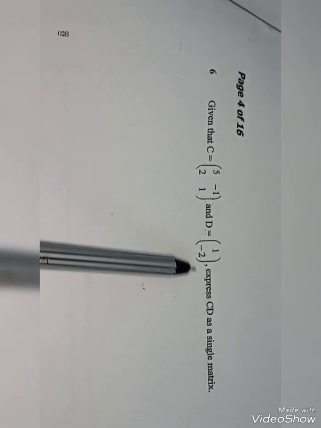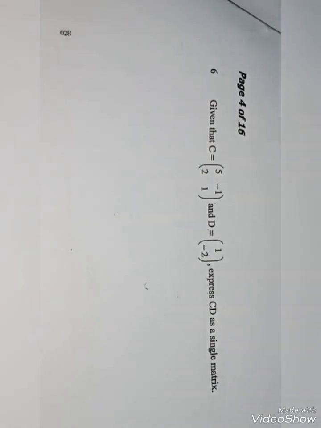Question 6. Given that matrix C is equal to 5, 2, negative 1, 1, and matrix D is equal to 1, negative 2, express CD as a single matrix. Express CD as a single matrix. So how do we express CD as a single matrix?